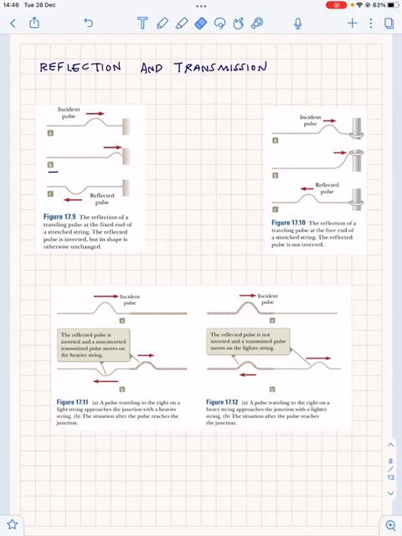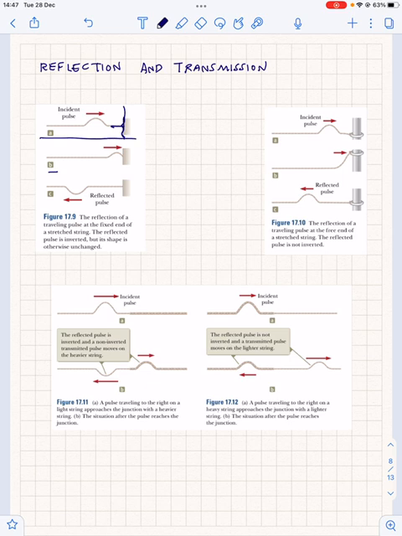Okay guys, now we have reflection and transmission. Let us consider figure 17.9. As we can see, there is an incident pulse traveling on the string towards the wall, and that string is attached and fixed to the wall, as in figure A.